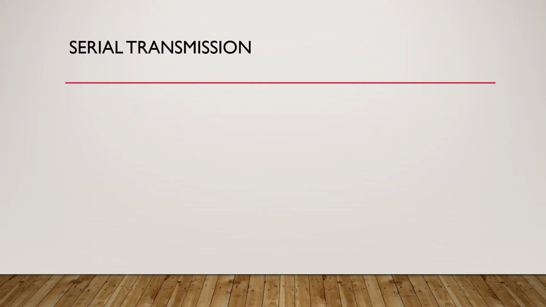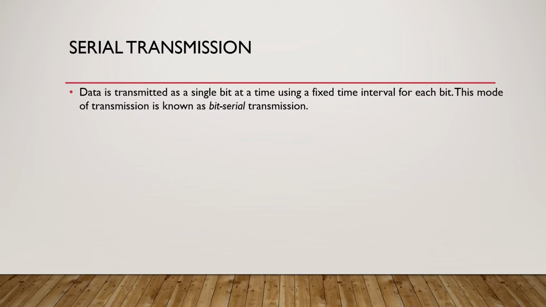Then the second one, serial transmission. When transferring data between two physically separate devices, especially if the separation is more than a few kilometers, for reason of cost, it is more economical to use a single pair of lines. Data is transmitted as a single bit at a time using a fixed time interval for each bit. This mode of transmission is known as bit serial transmission.